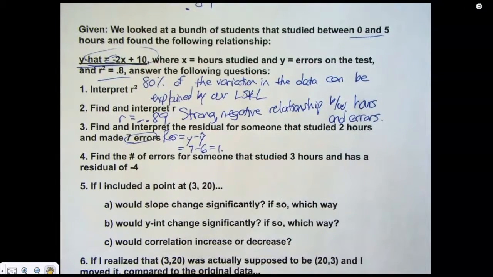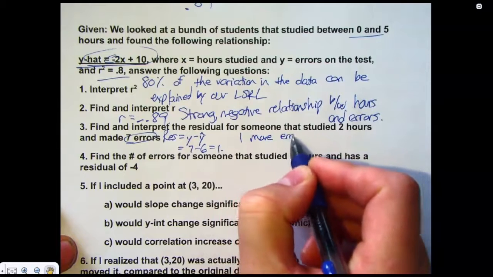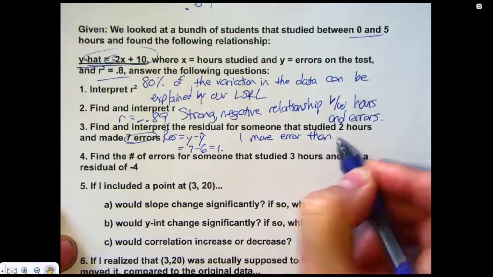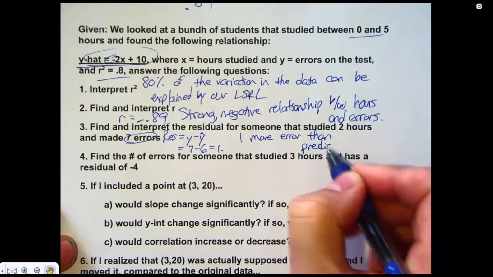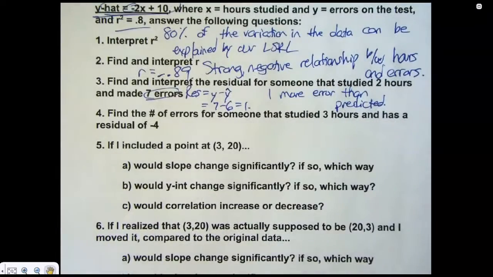So to interpret that, what would I say? Good. So 1 more error than predicted. How do I know it's more? Because it's positive. If it was negative, we made less errors than we predicted. So that's like the above the line, below the line thing, like I've got drawn up there.